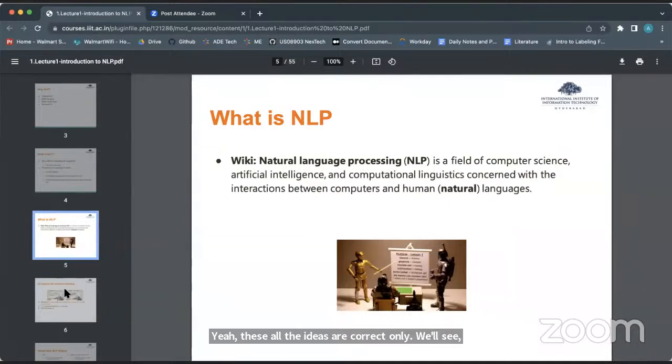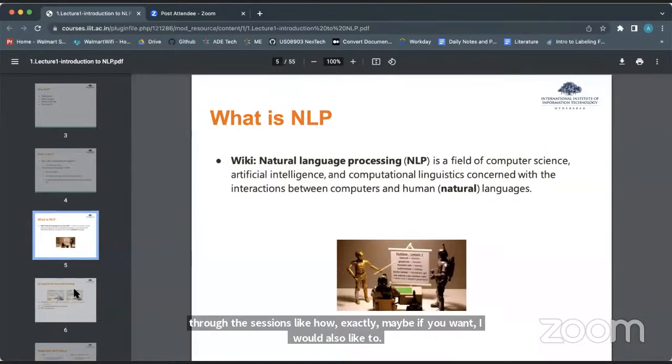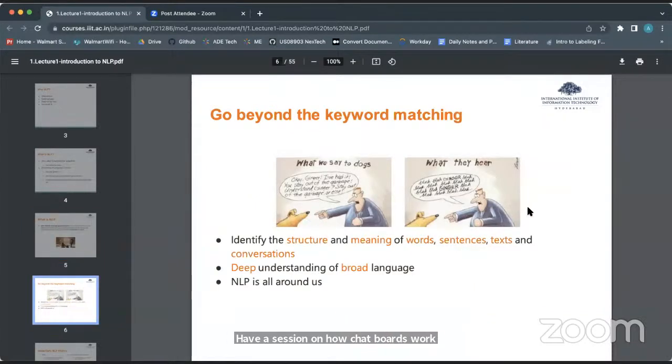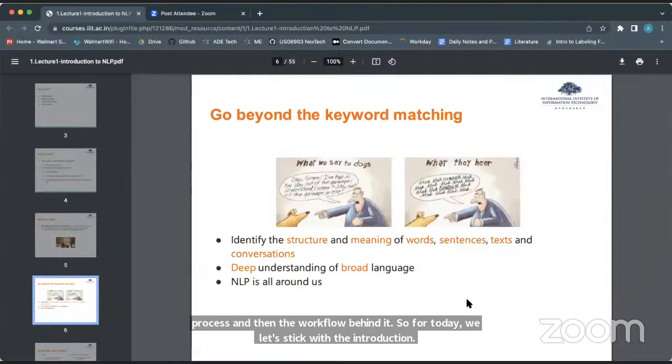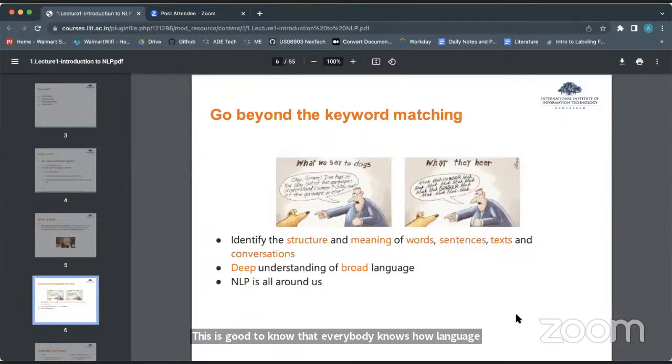Maybe if you want, I would also like to have a session on how chatbots work, the entire process and the workflow behind it. So for today, we'll just stick with the introduction. This is good to know that everybody knows how language models are working. So it's basically representing the language mathematically. We have to encode the language in a common format that both we and the machines can understand, which would basically be mathematical numbers. So how do we do that?